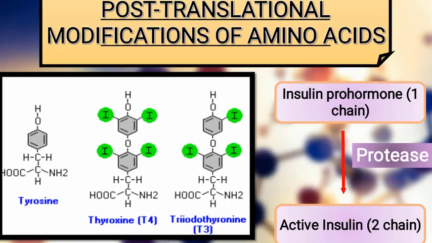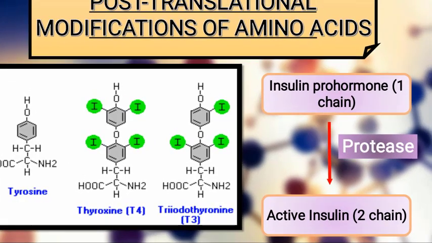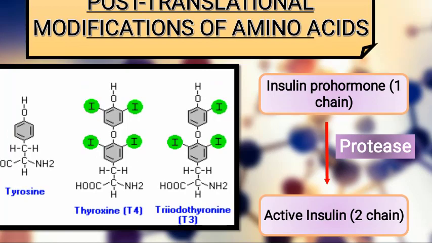Now the second example here is by the cleavage of peptide bond. We are quite familiar with the protein insulin. It exists in inactive state, insulin prohormone having a single chain. After it has been cleaved by the protein cutting enzyme protease, it becomes active and now has two chains.